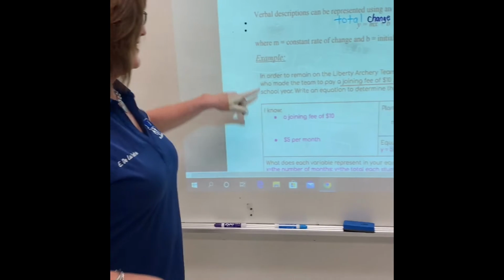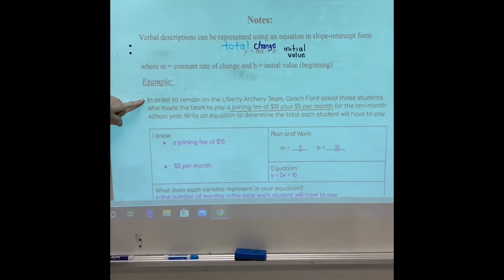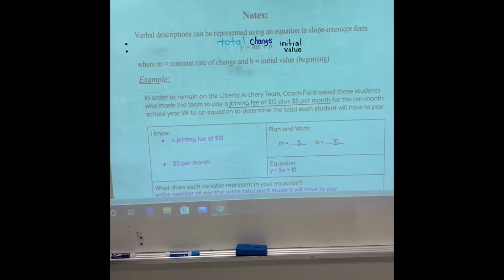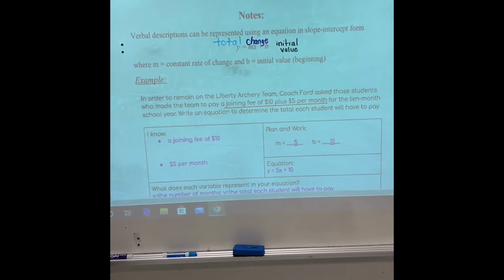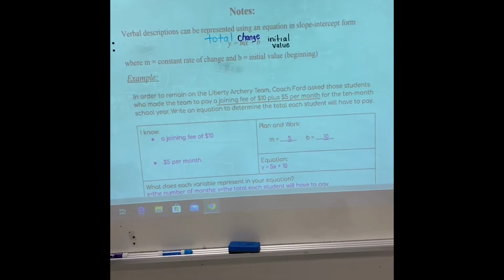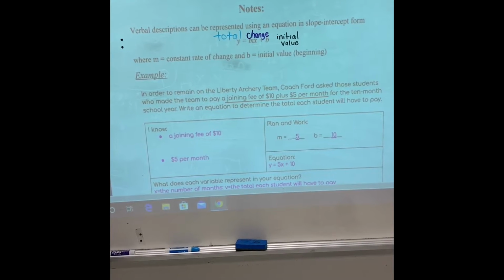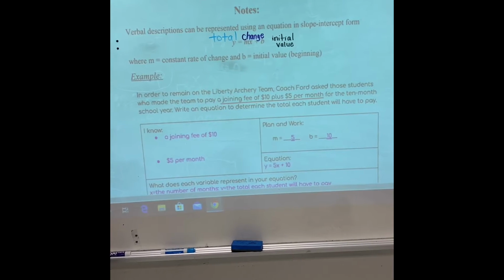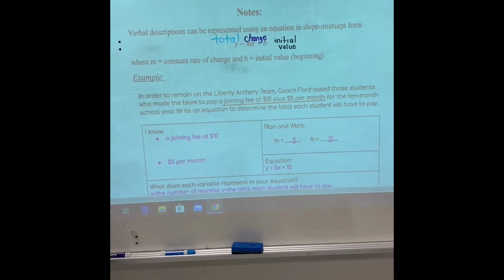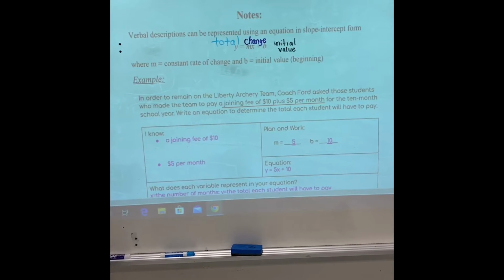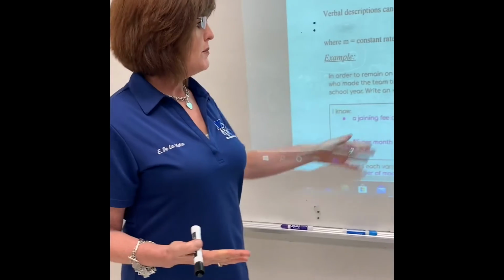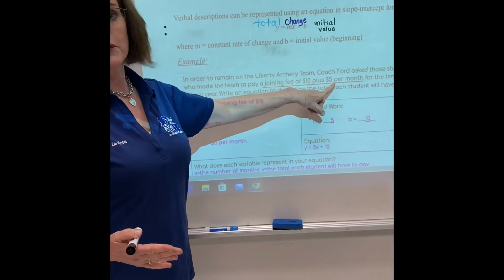So here we go. It says, in order to remain on the Liberty Archery team, Coach Ford asked those students who made the team to pay a joining fee of $10 plus $5 per month for the 10-month school year. Write an equation to determine the total each student will have to pay. I read through it the first time, and this has already been underlined for us, and you can see you've got a lot of number clues here.